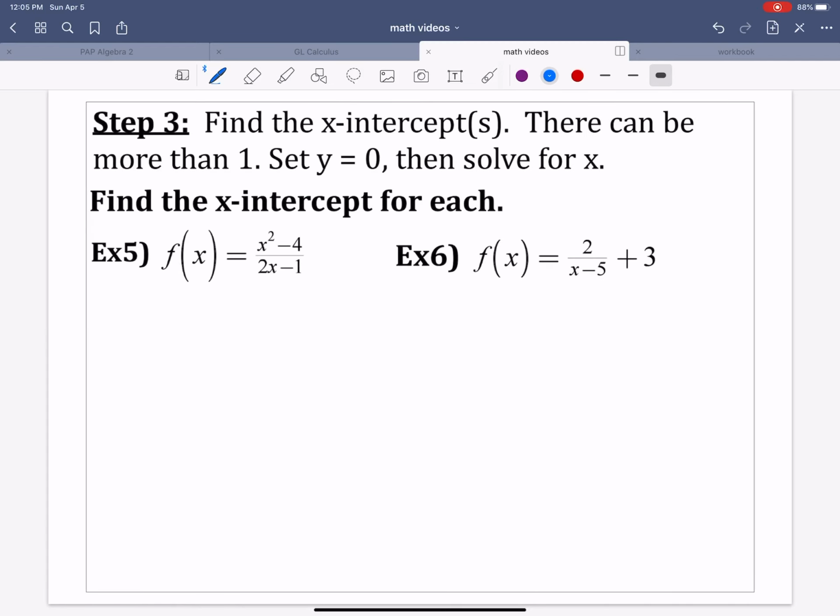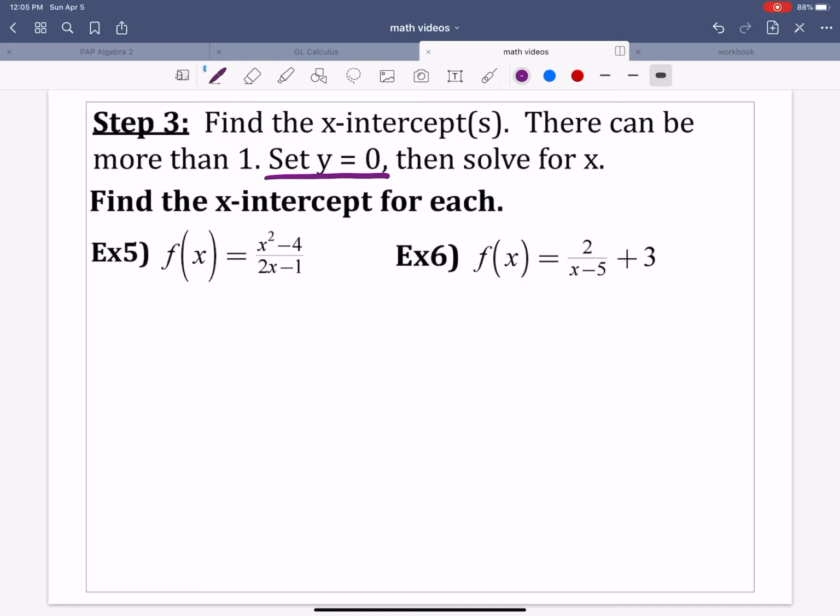Okay? All right, step 3 is to find the x-intercept or x-intercepts, plural. There could be more than one. So to do that, we are going to set y equal to 0 and then solve for x. It's the same way you've been finding x-intercepts all the way through algebra and geometry in this class so far. So find the x-intercept for each of these functions.